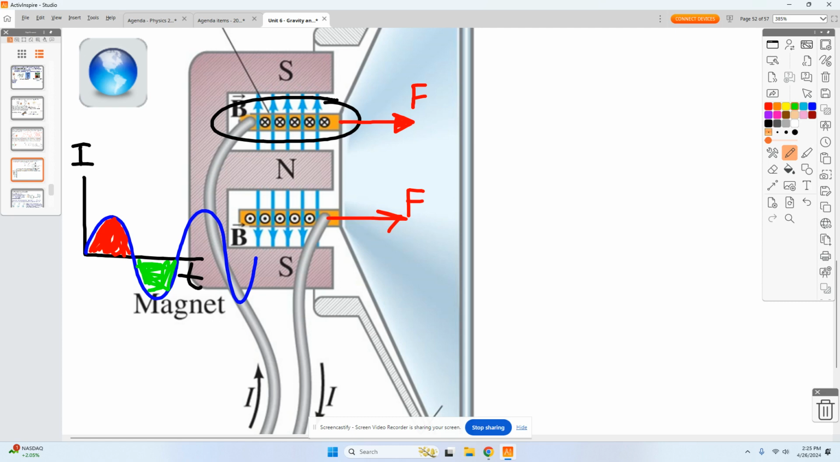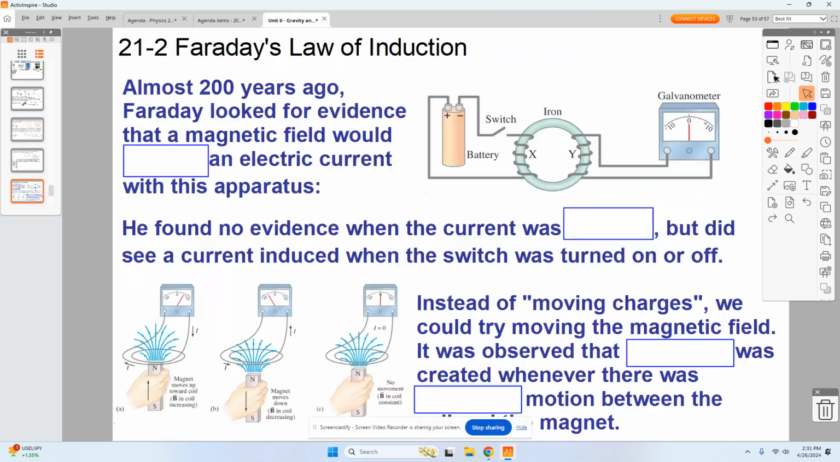Well, now those things are going to be exerting a force on this one, right? So what would be happening is that force is constantly changing. So it's oscillating. That's how we get that oscillation. You guys see it? Really today I've got to look at this thing called Faraday's law.